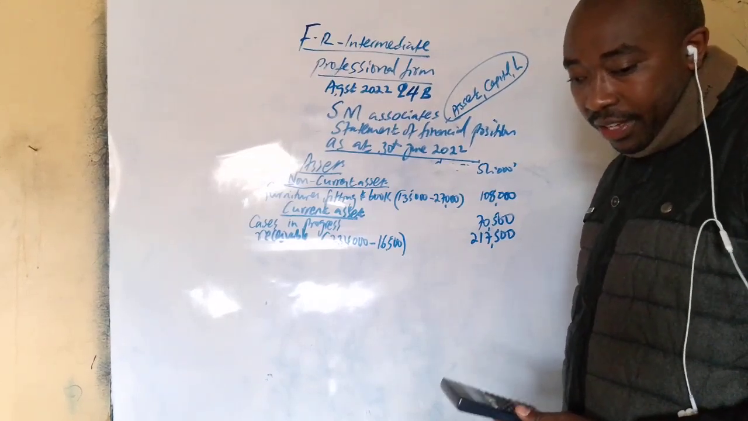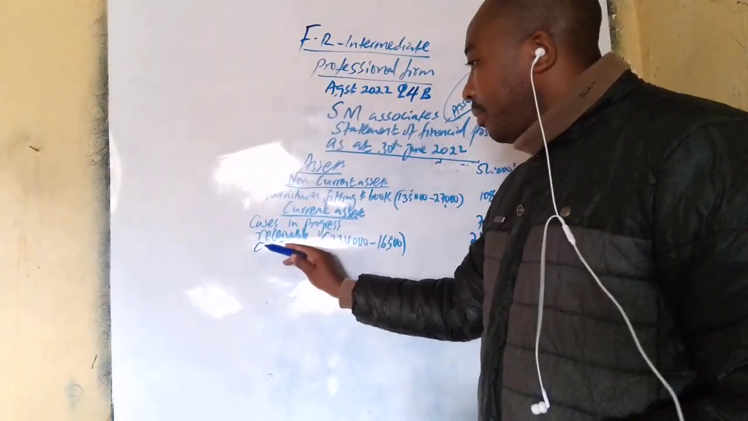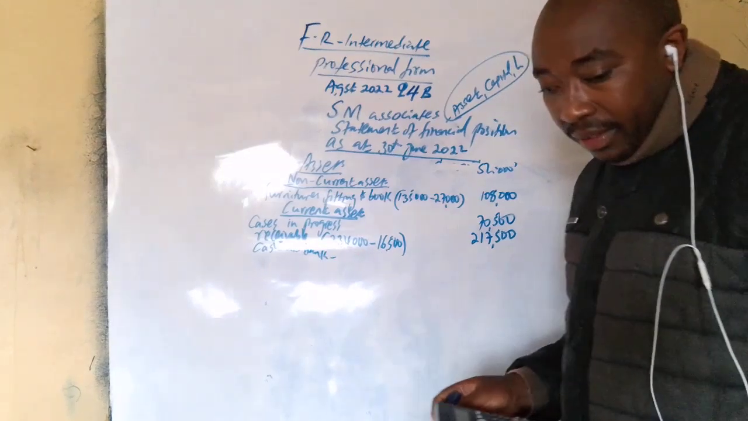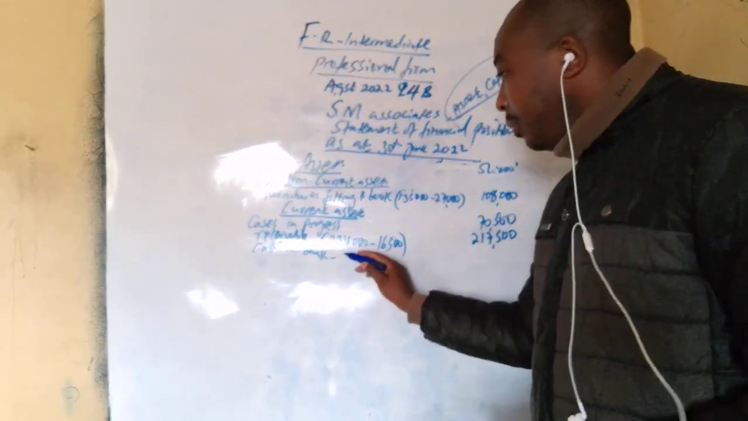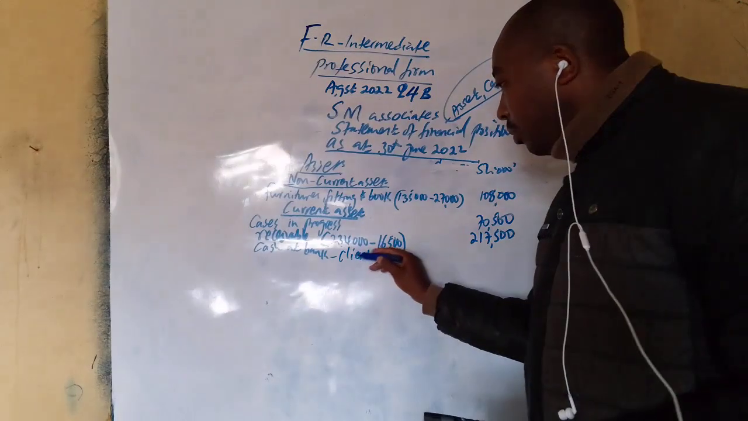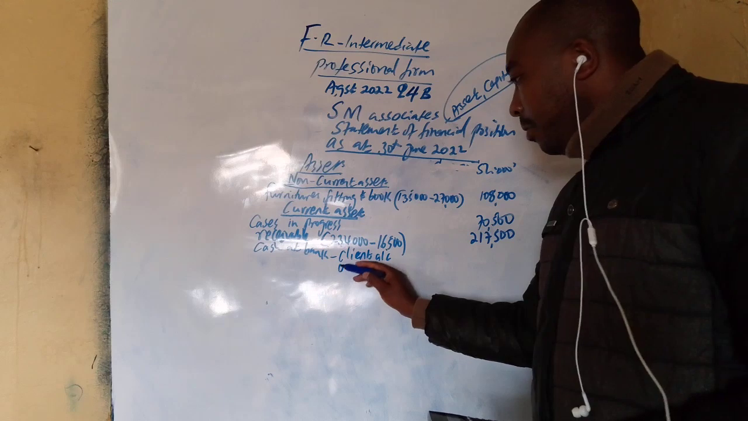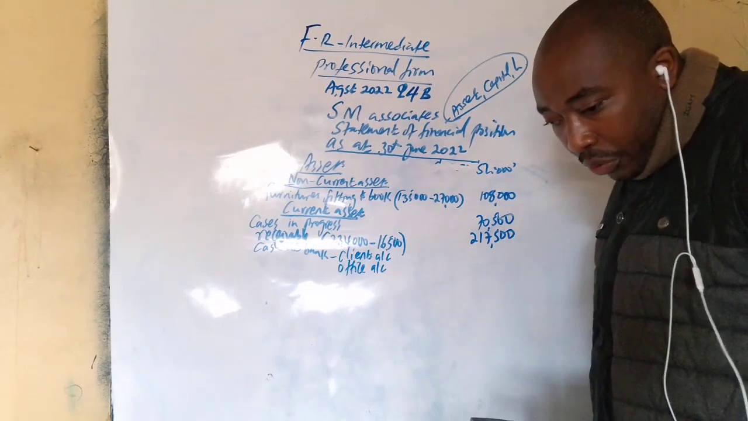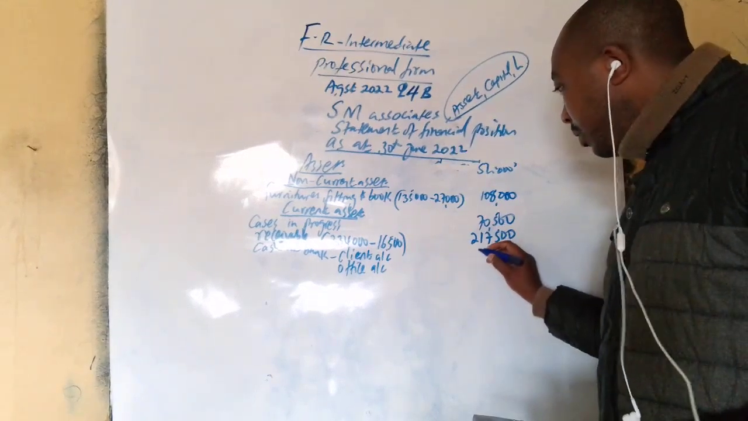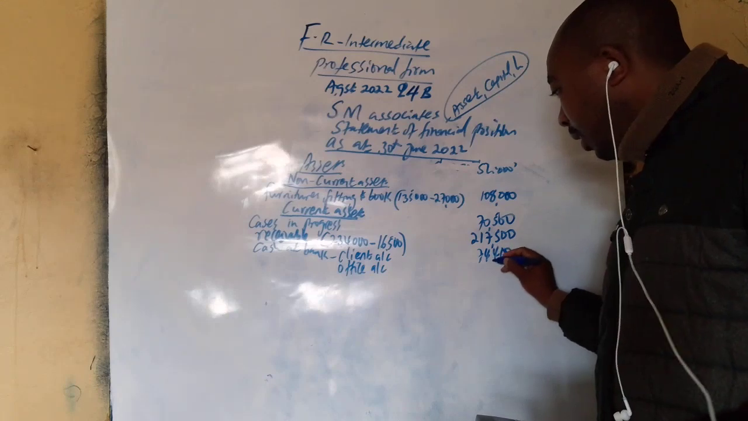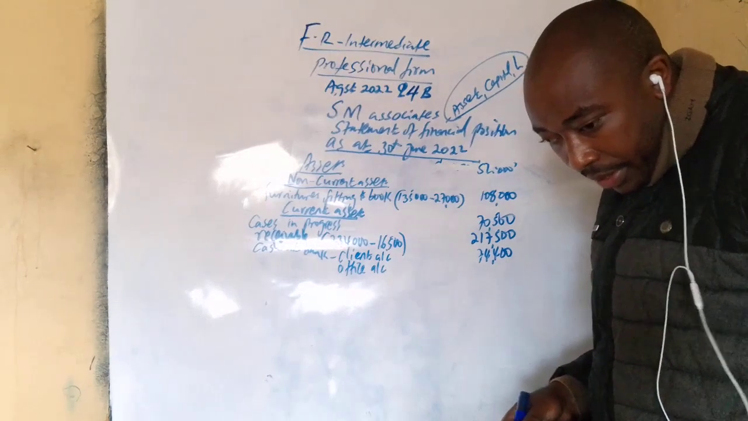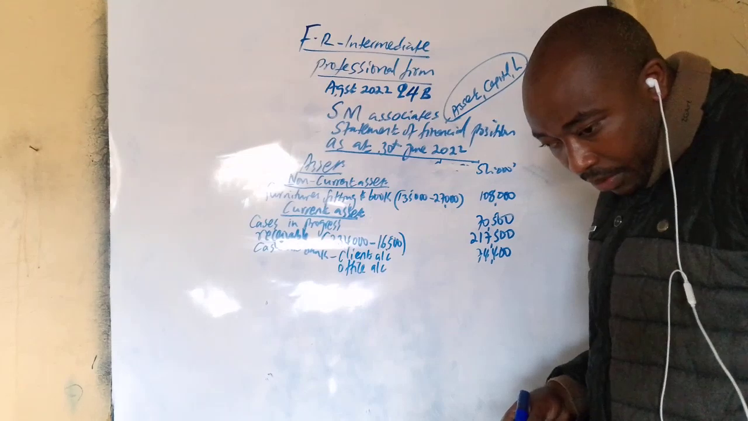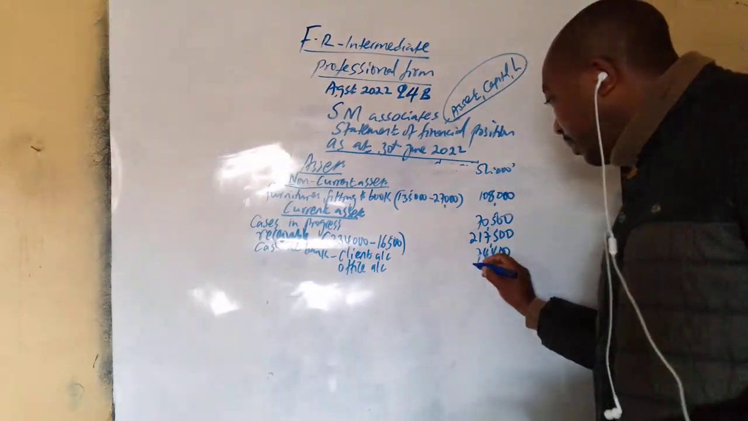From there, we have the cash at bank. And as you can see, we have two cash at bank accounts. We have the client account and we have the office account. For the client account, we are having 74,400. This is the money held maybe on behalf of the client. Then we have ours, that is 167,100.